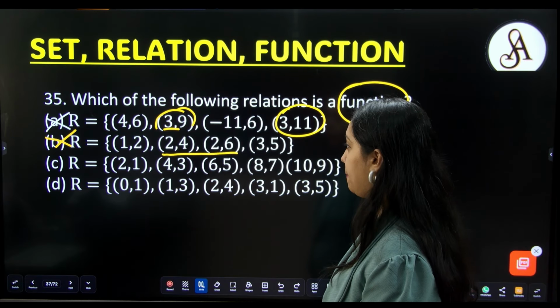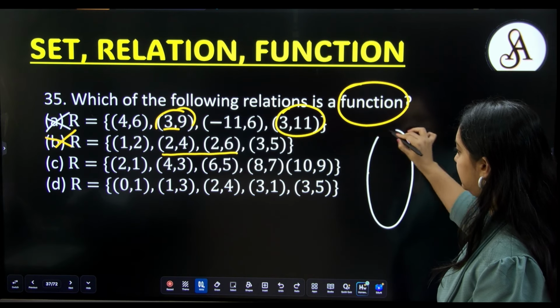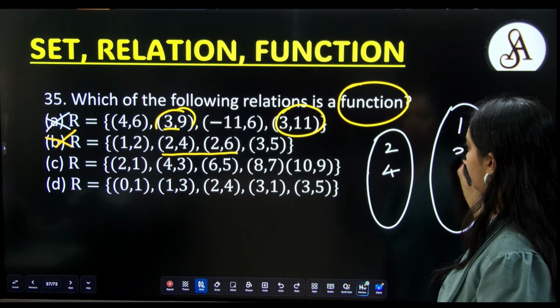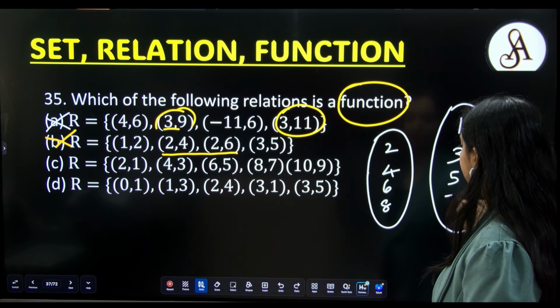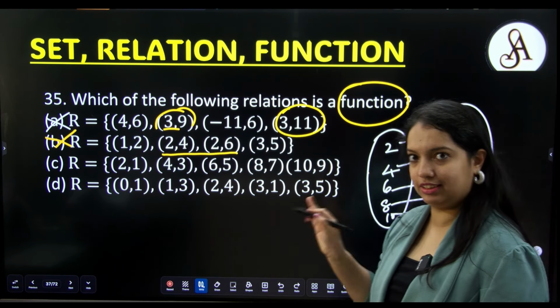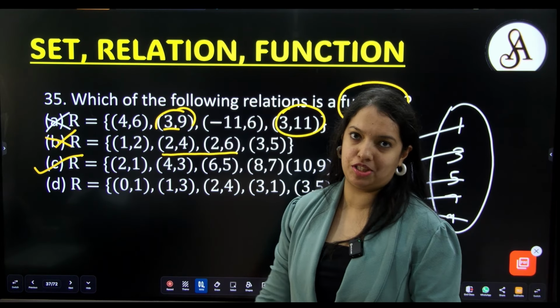Next, C. Let's draw the diagram. This is the set of children. This is the set of fathers. 2, 1, 4, 3, 6, 5, 8, 7, 10, 9. Every child has only one father. Whether this is a function? Yes, ma'am. So option C is correct.